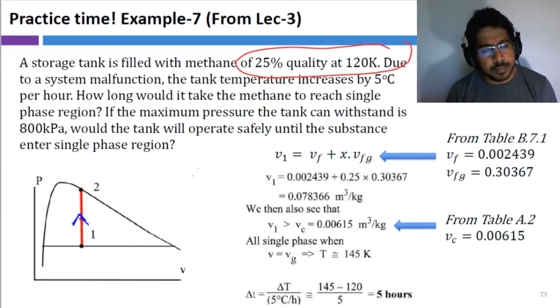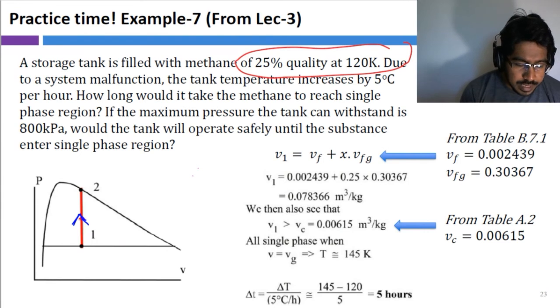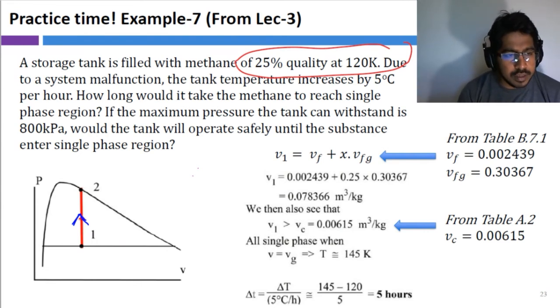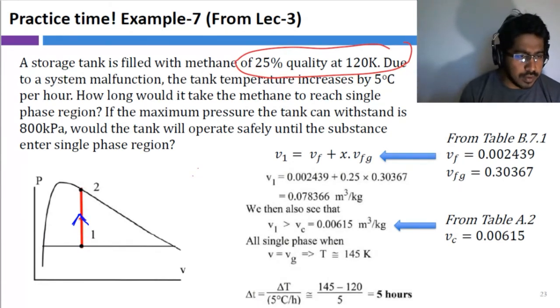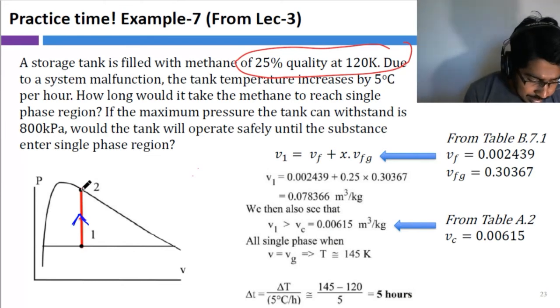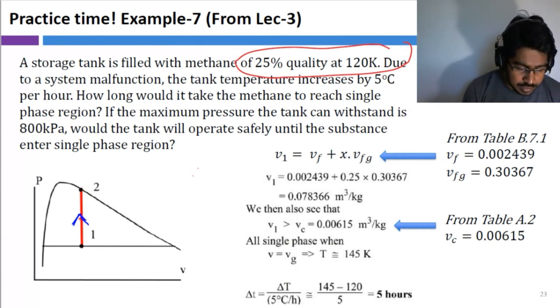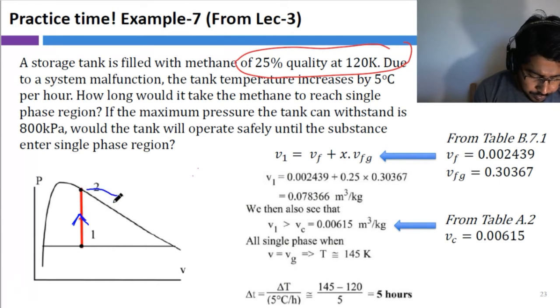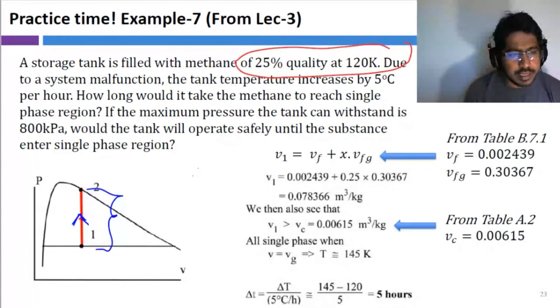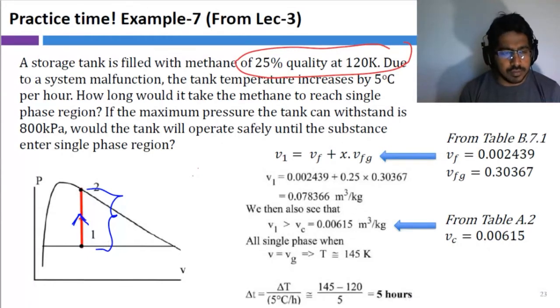So then we know that as the temperature increases, we go upwards, right? And then it asks the time to cross the liquid plus vapor region and enter a single phase vapor region, right? So once it crosses this point, it enters the single phase region. So the question asks, how long would it take for the system to reach the single phase region? To answer that, we need to find how long it would take to travel this distance as a process, right?